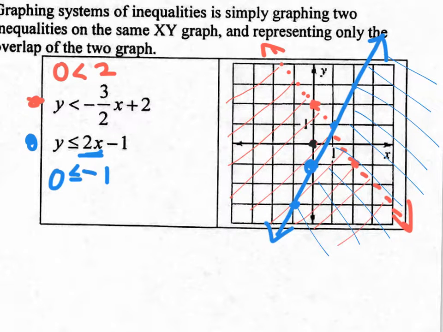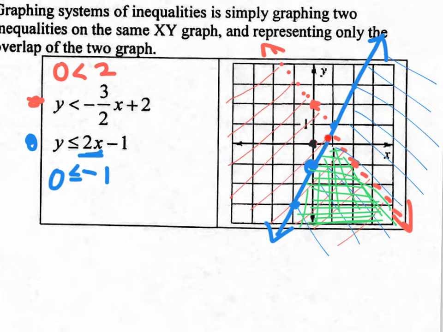Okay, now what really matters is your overlap piece. What really matters is your overlap piece. So I'm actually going to change colors. And the overlap piece is this triangle right here. This is what really matters when it comes to the solution to a system of inequalities. It's the overlap piece.